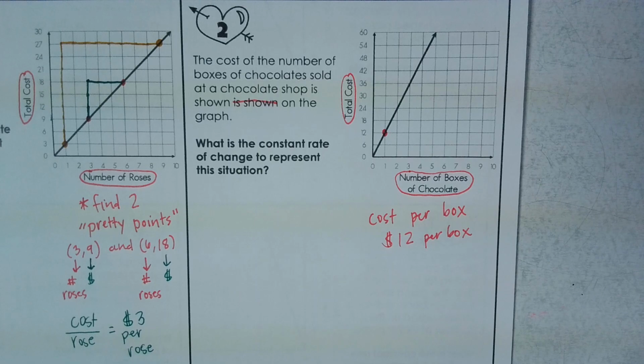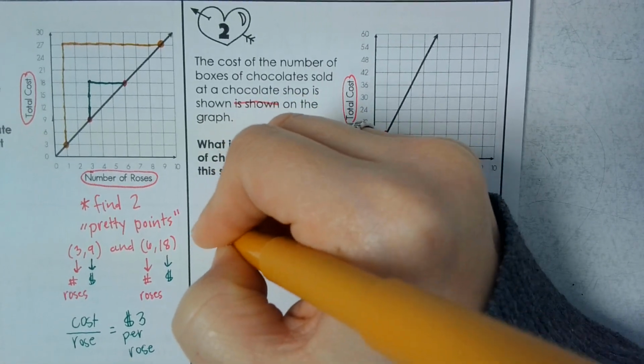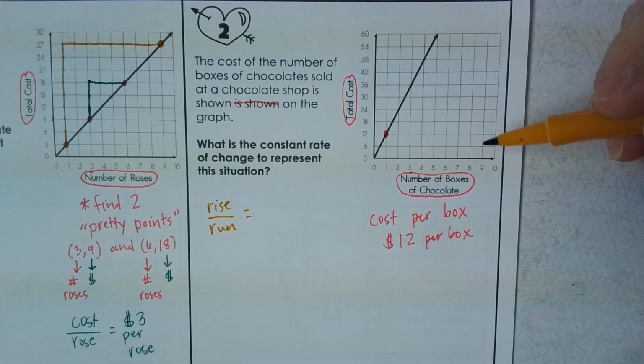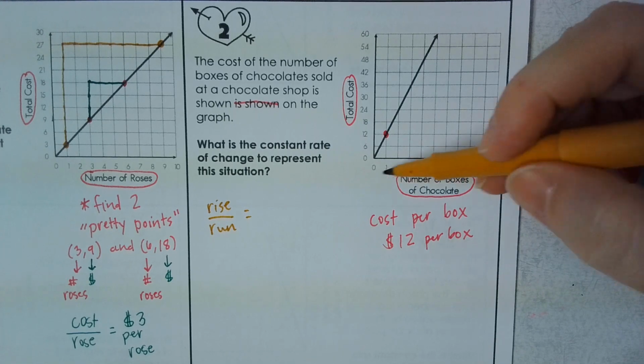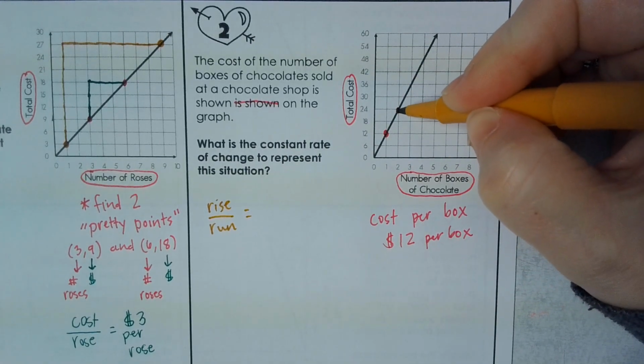And then just for funsies, let's go ahead and find 2 pretty points and do slope, just to practice rise over run. All right, so we got 1 pretty point. What would you like the other pretty point to be? 2, 24. You got to do the X first. Oh, yeah, 2, 24. There we go. That's fine.